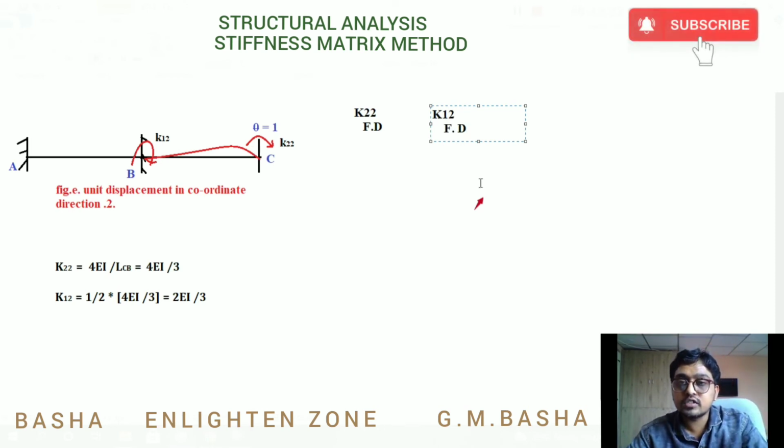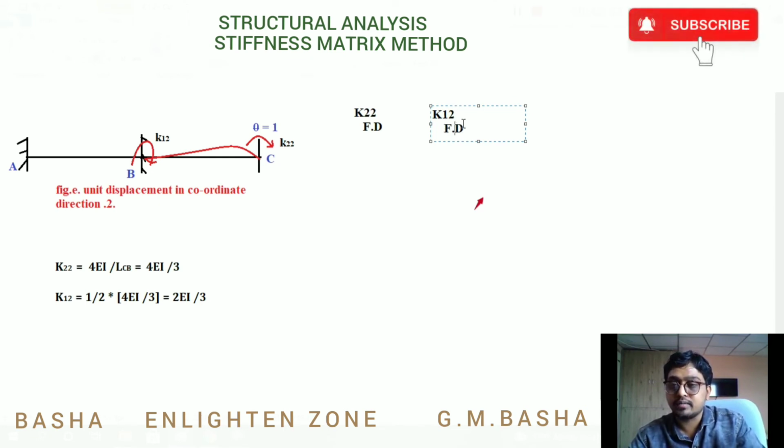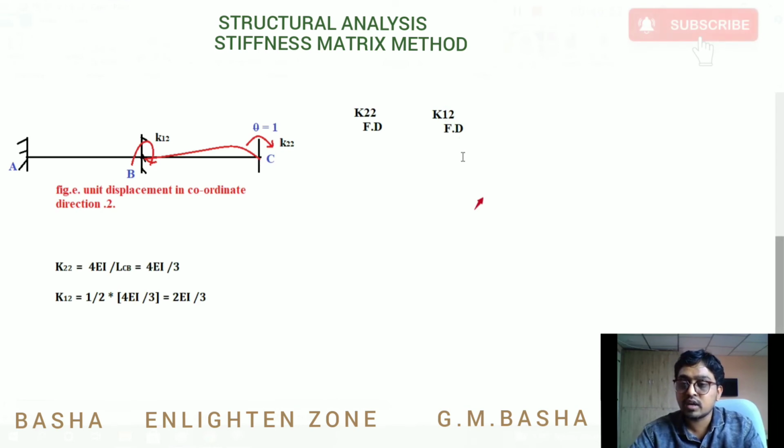What about here, this F for force and D for displacement. Force at the first coordinate direction when the displacement is at the second coordinate direction. So these are the notations for K11, K12, K21, K22. Please remember that one.